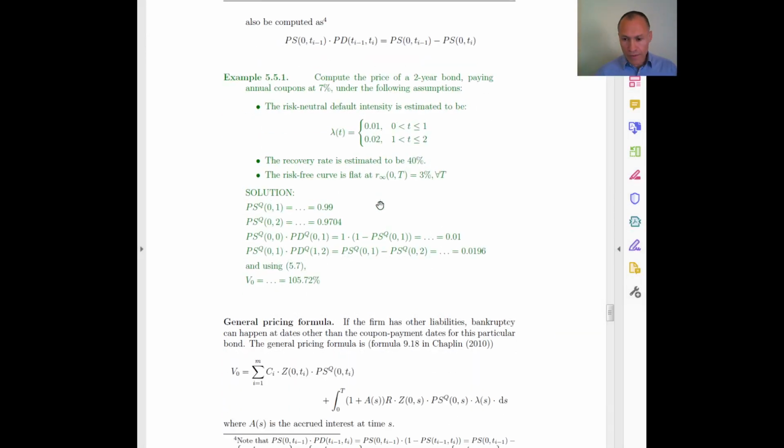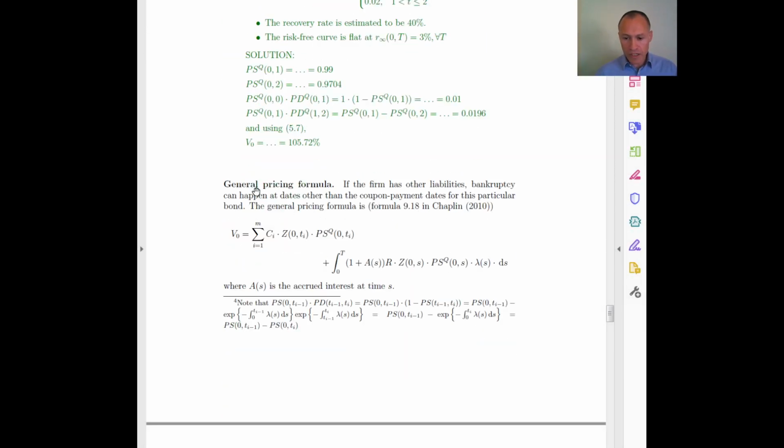All right. This part here is a general formula that we are not going to cover in this class, so you may ignore this general pricing formula.